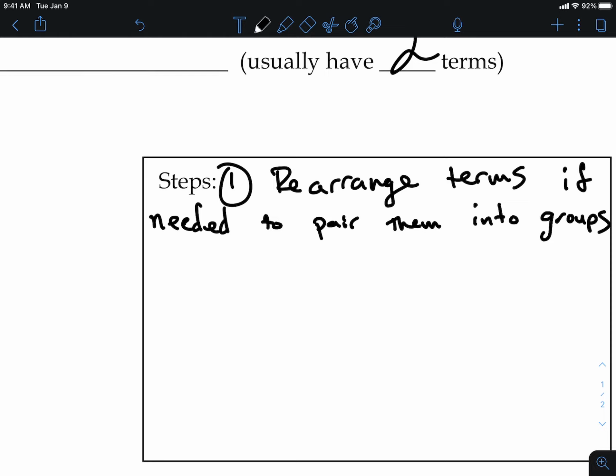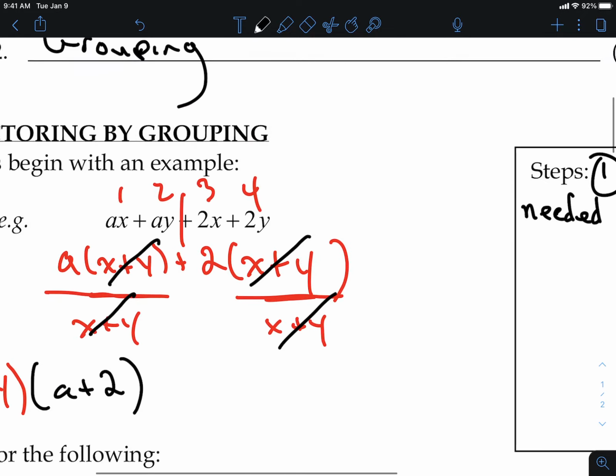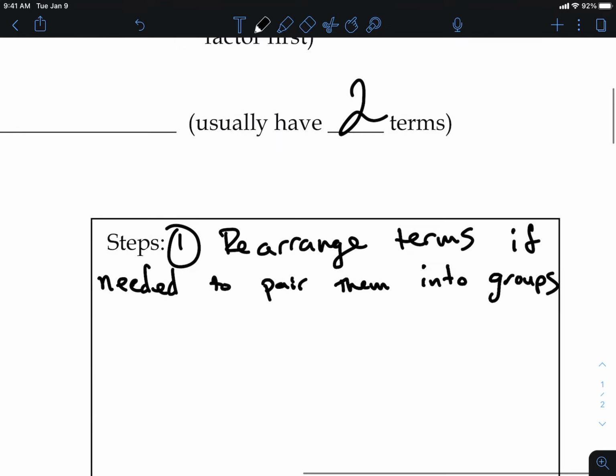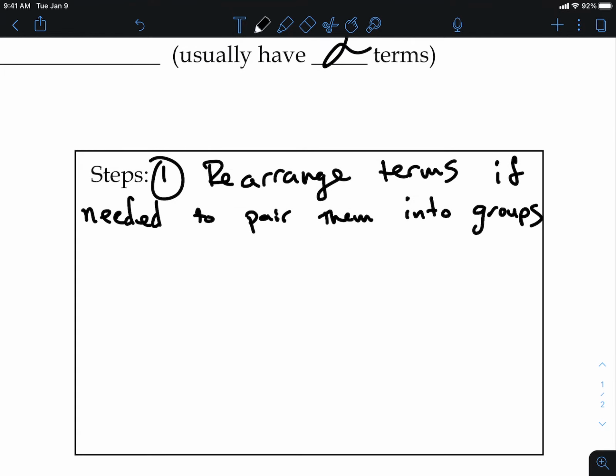Okay, so you're going to rearrange the terms if you need to pair them into groups, okay? In the question we just did, you looked at, okay, there's two terms with an A in it and then two terms with the twos in it. So you group them accordingly. You just separated them, right? Had they been mixed up, you would have just moved them around to group them accordingly. We'll see that in a sec, okay?